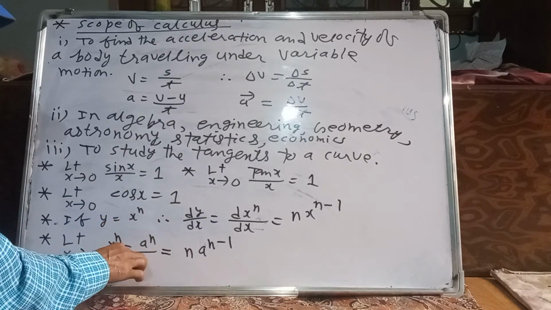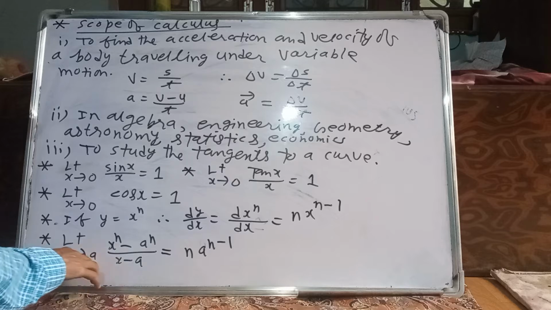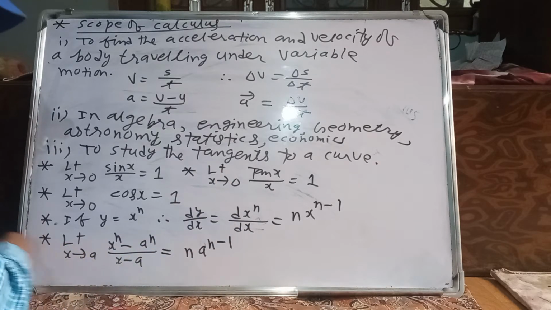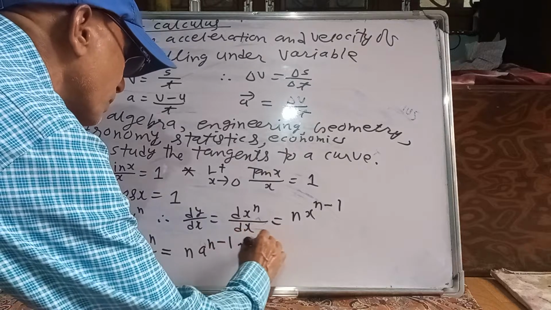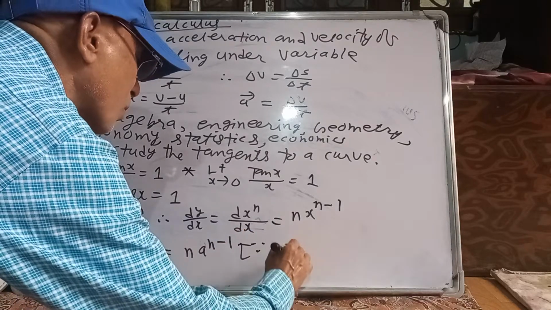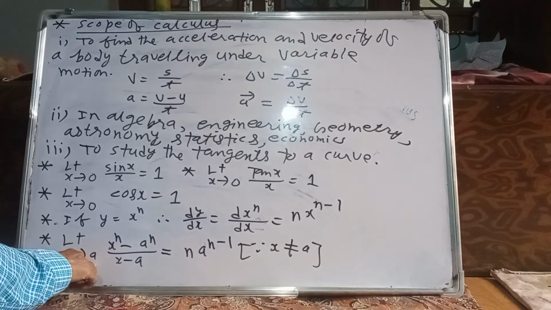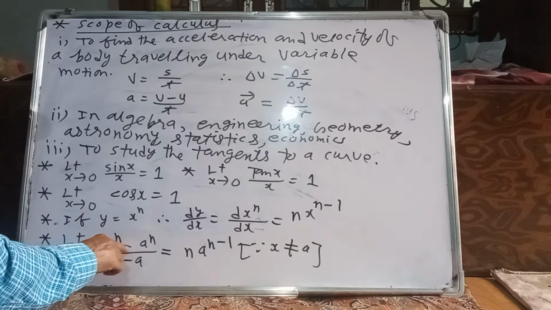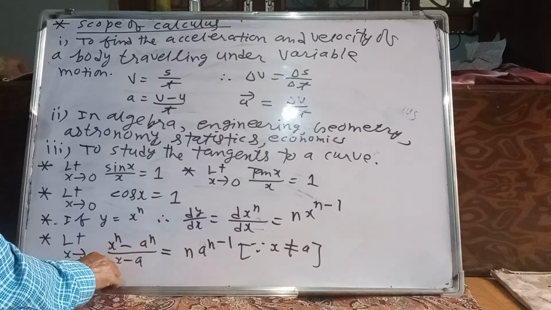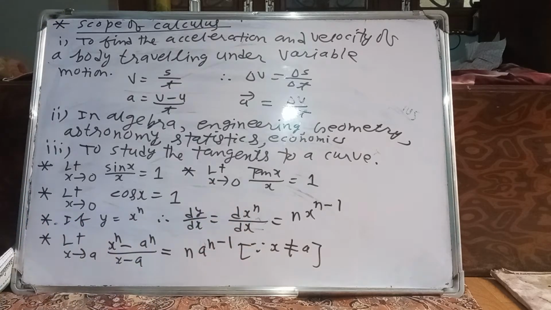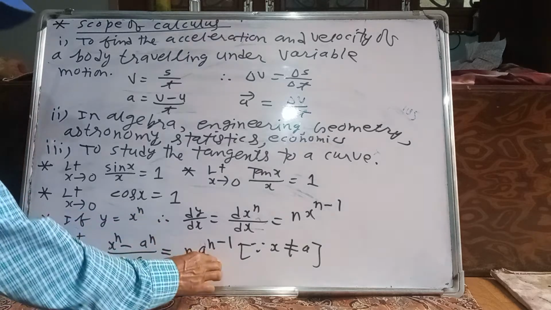यो 0 by 0 को फर्ममा आउँदैन, किनभने x त tends to a हो, not a. x is not equal to a. It means because x is not equal to a. So limit x tends to a, x to the power n minus a to the power n upon x minus a equal n a to the power n minus 1. This is the most important relation.